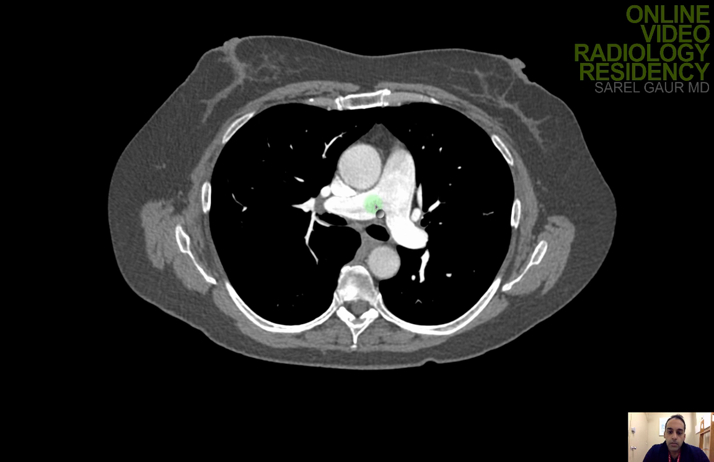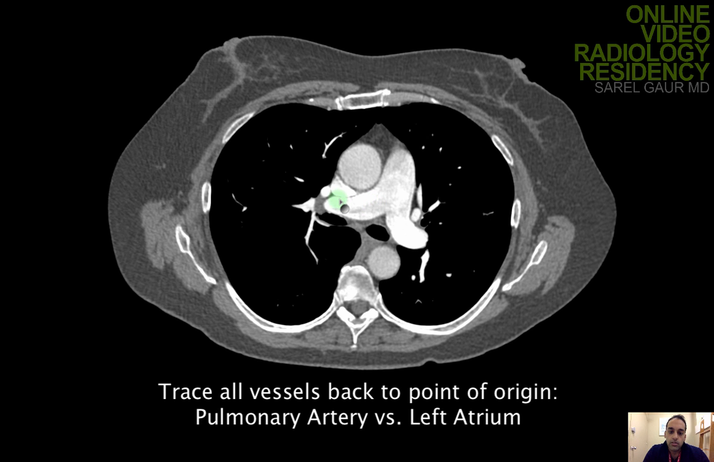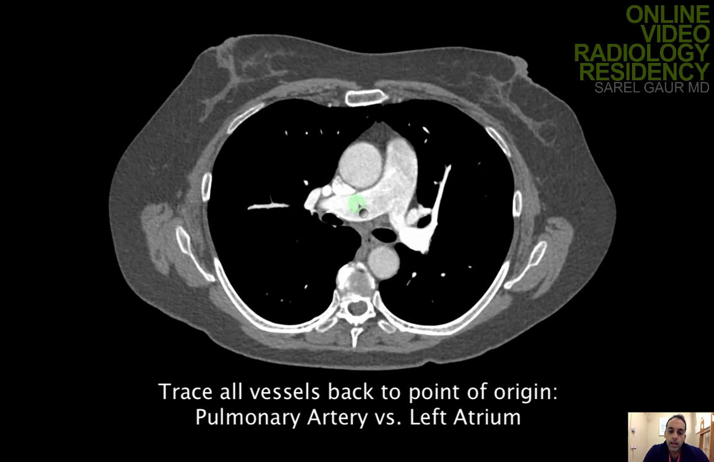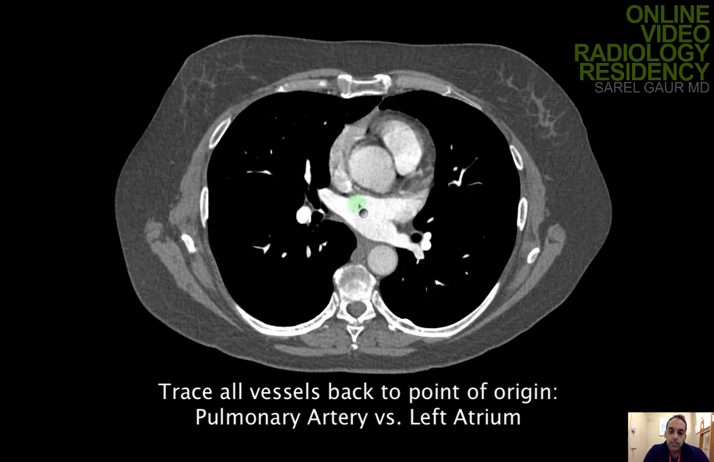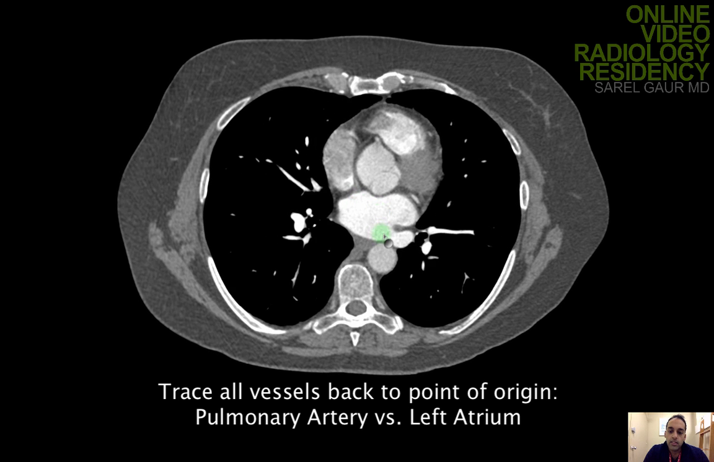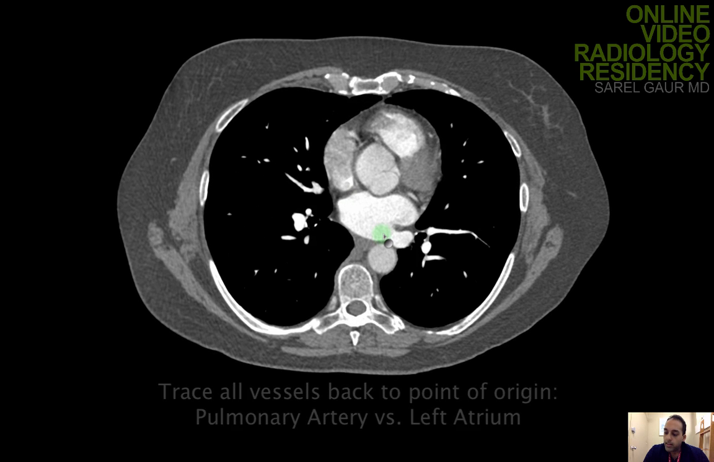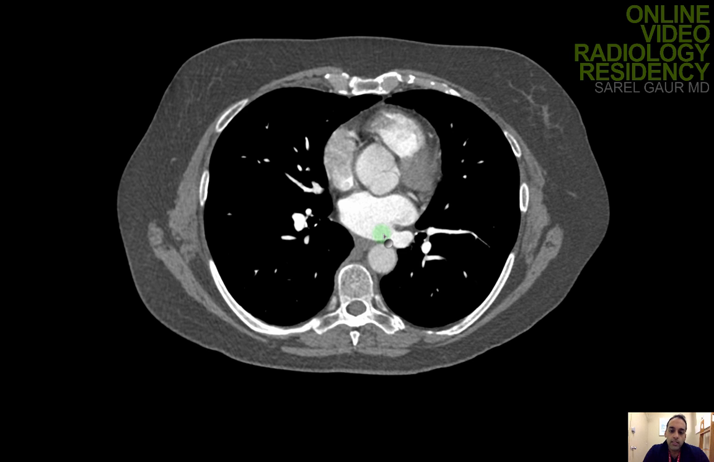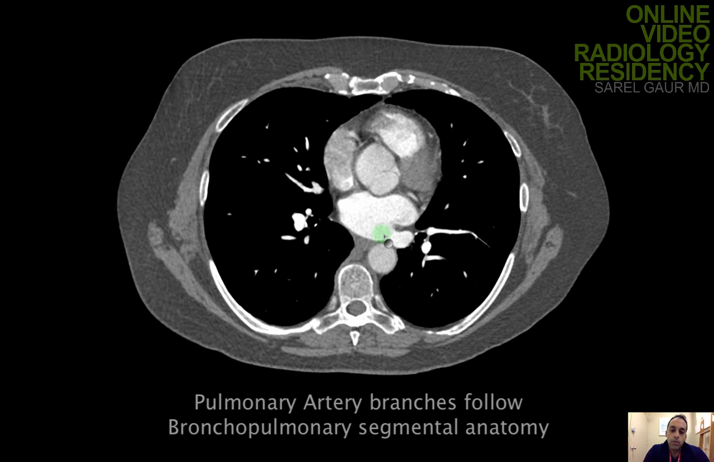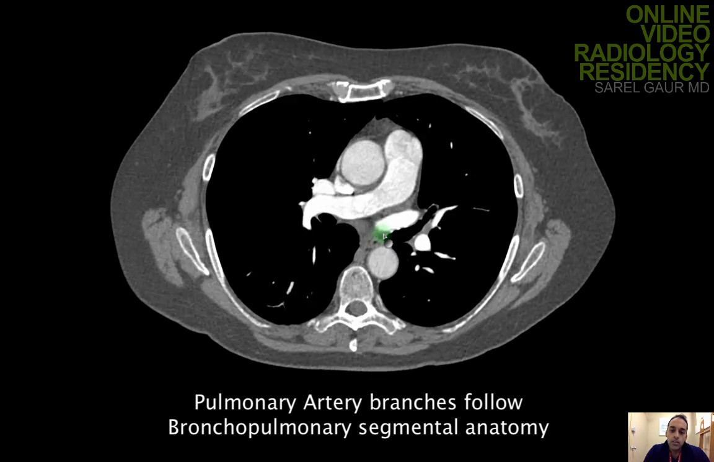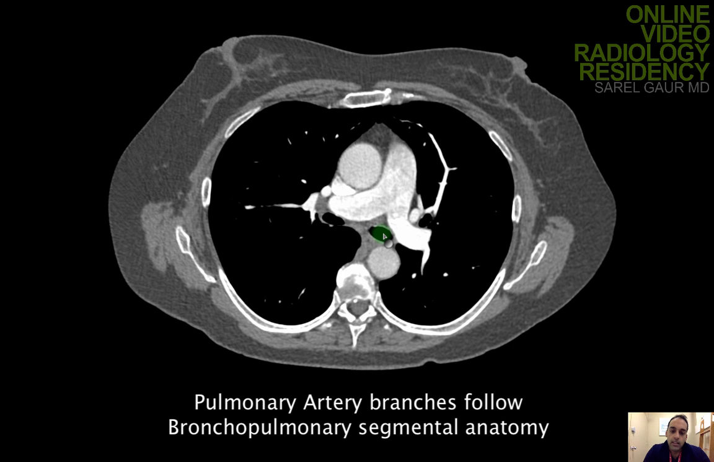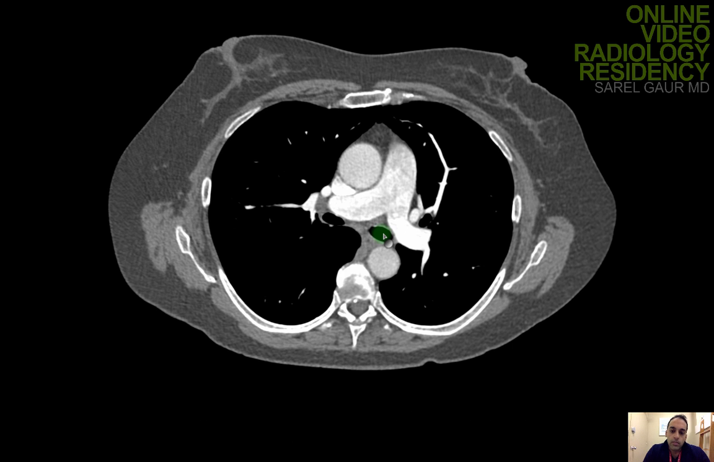The other thing to keep in mind is that if you follow the vessel, you have to see that it follows back and connects with the main right or left pulmonary artery. If it follows back and it actually ends up being continuous with the left atrium, which you see here, then you know you're in a vein and you have to go back. So the other thing to know is that the pulmonary arteries branch exactly along with the bronchial segments. So you need to know the bronchopulmonary segmental anatomy. If you don't know that anatomy, you can review that anatomy on another video and then come here. So let's go step by step.